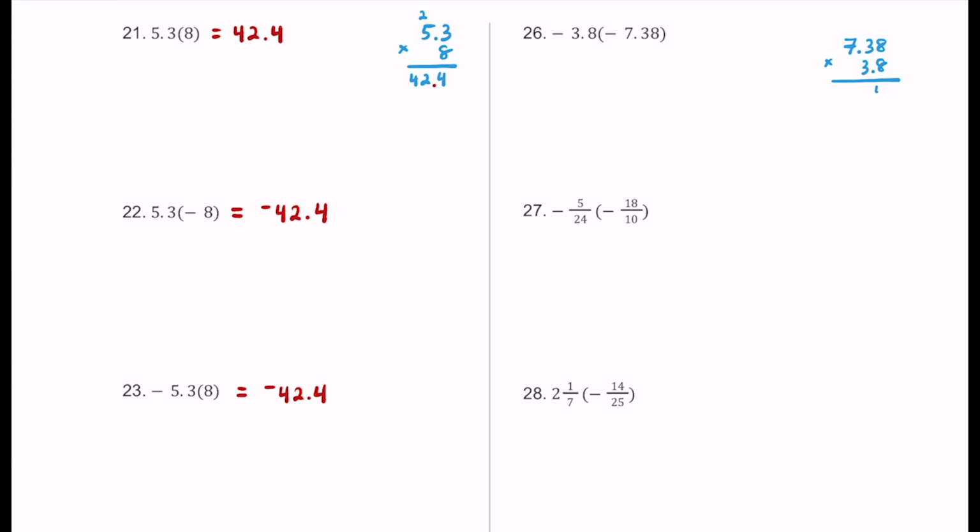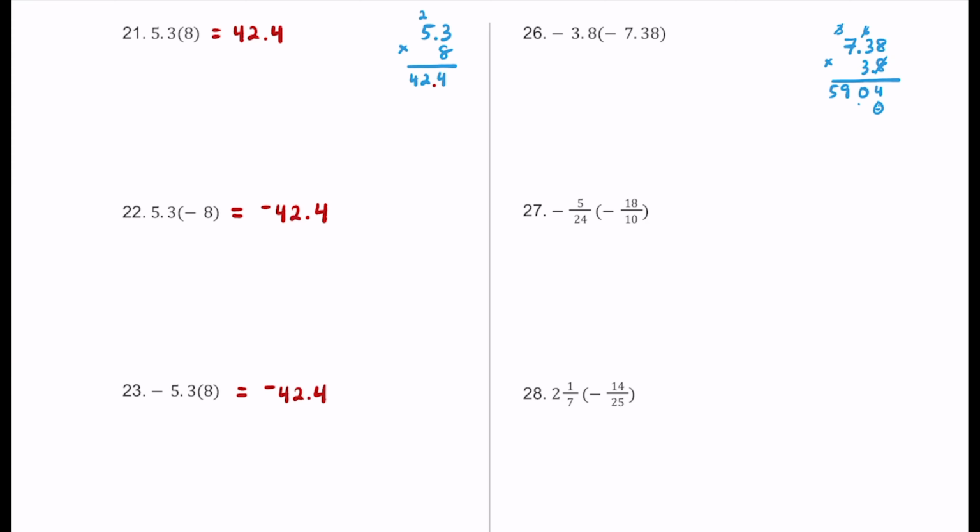8 times 8 is going to be 64. Carry the 6. 8 times 3 is 24, plus the 6 is going to be 30, so 0, and then carry the 3. And then 8 times 7 is 56, plus the 3 is going to be 59. Okay, done with this 8, done with the 6, done with the 3. We're going to put a placeholder here and then keep on going.